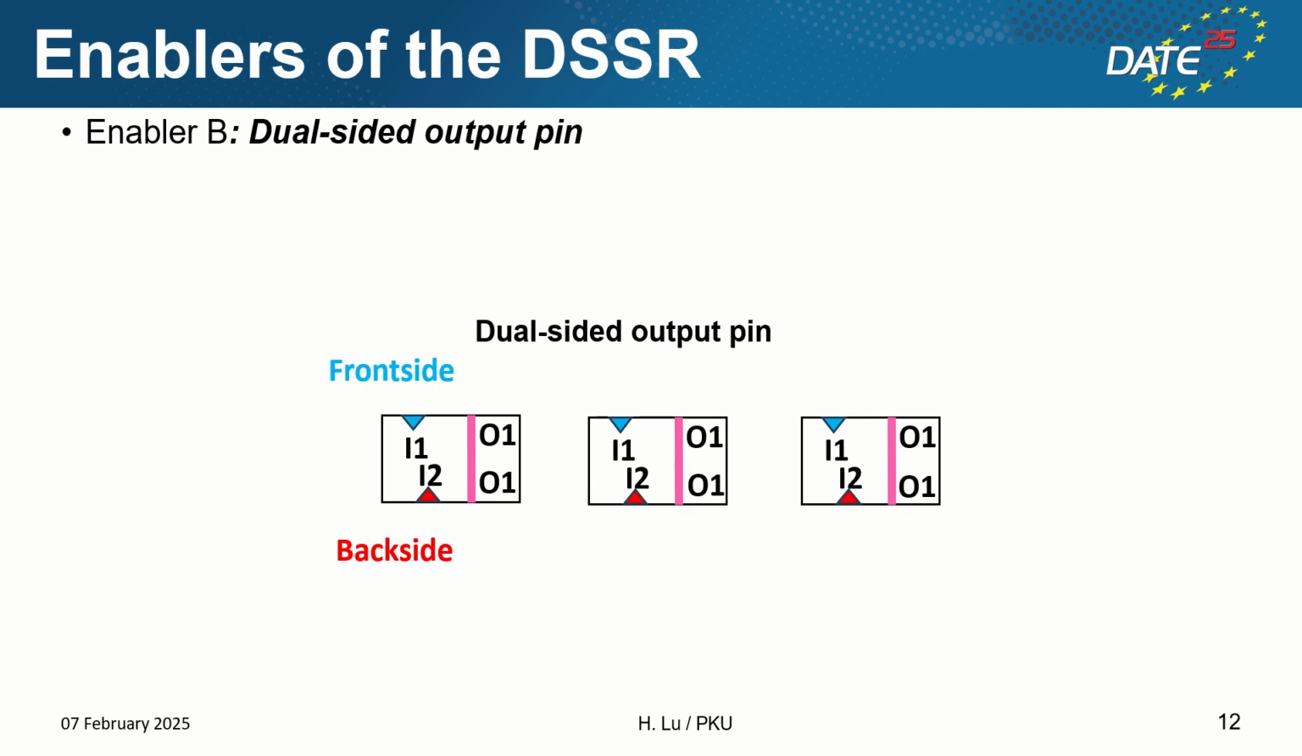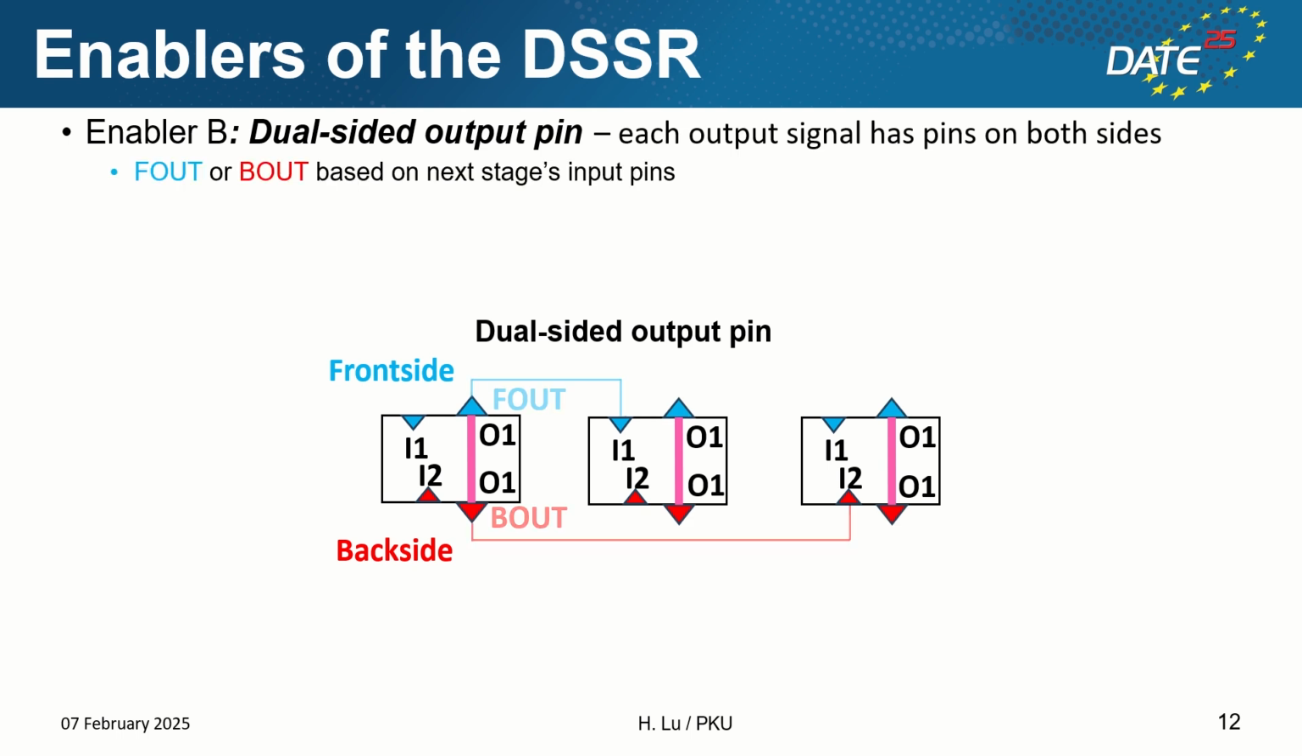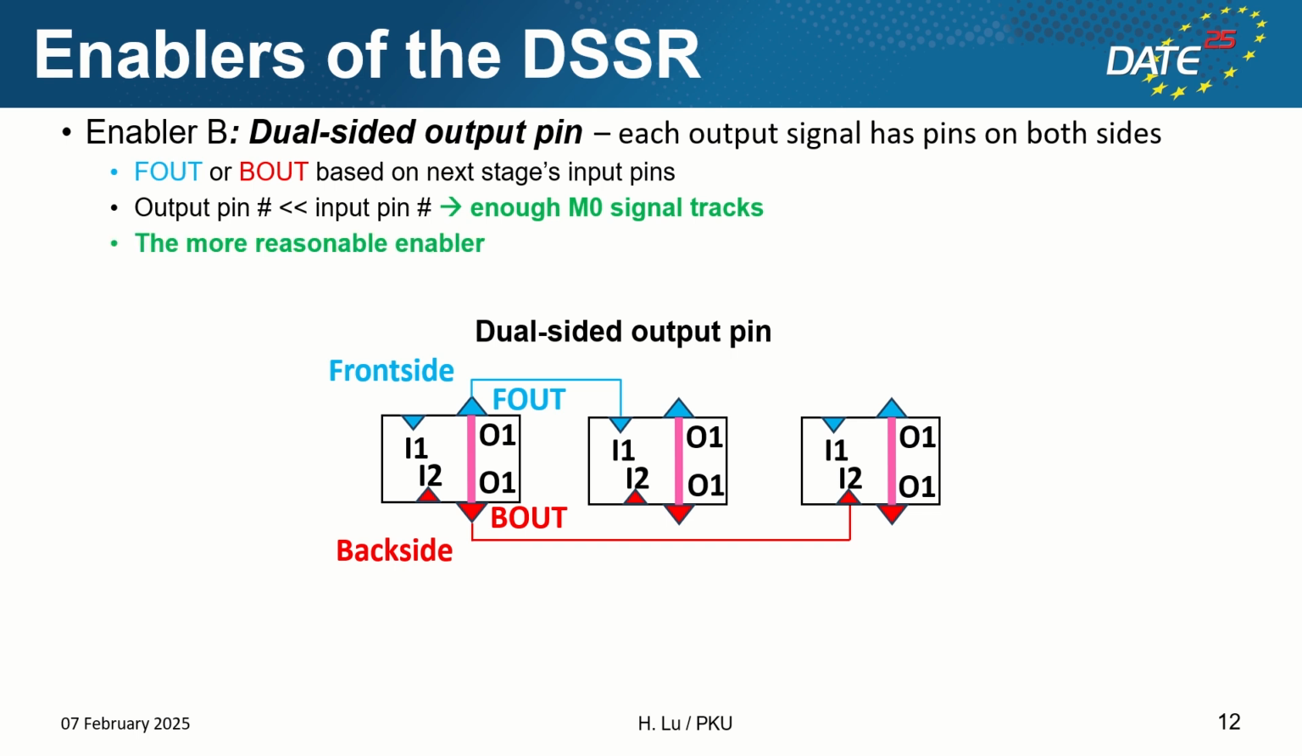The second enabler is the dual-sided output pin, which means each output signal has corresponding pins on both sides. Frontside output or backside output can be chosen for cascading based on the location of the next stage's input pins. Considering the output pin number is far less than the input pin number, the dual-sided output pin pattern has much lower pin density on both sides, and thus the M0 signal tracks are enough for intra-cell routing. Therefore, the dual-sided output pin is the more reasonable enabler for the dual-sided signal routing.